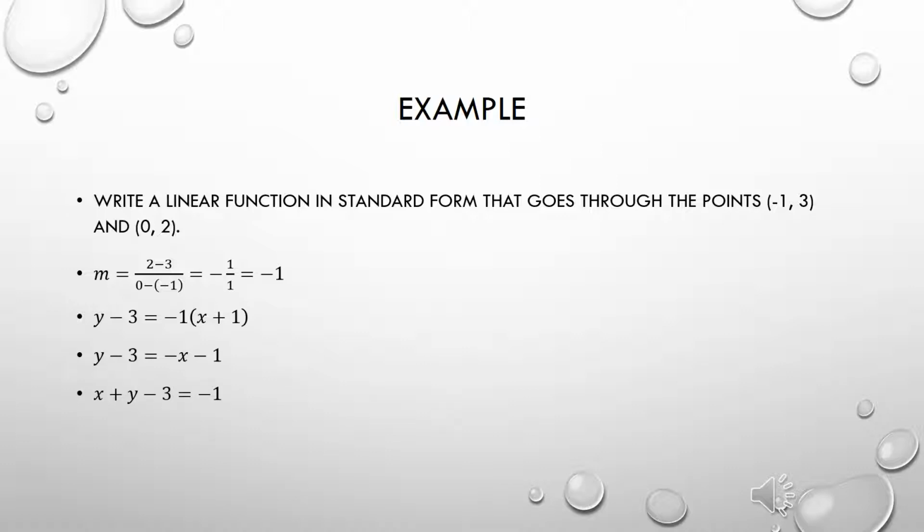I now have x plus y minus 3 is equal to -1. And then I'm going to add 3 to both sides to get x and y by themselves on the left side. That is standard form. x plus y equals 2. A in this case is 1, B in this case is 1, and C in this case is 2, if you're talking about standard form.